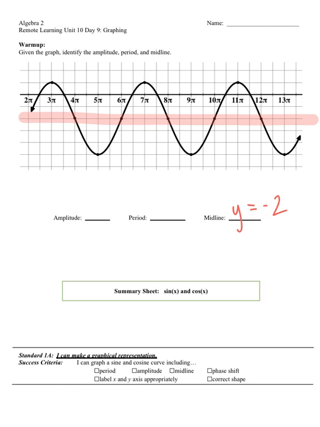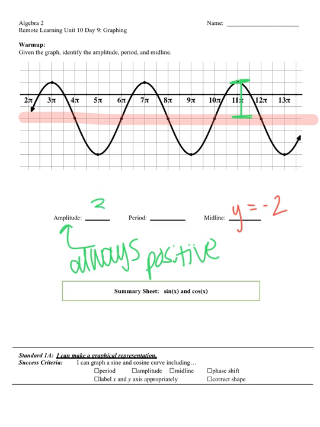From the midline, I'm able to identify the amplitude, which is a distance. A distance is always positive. So if I find the distance from the midline to the maximum, so mid to max, the amplitude is 3.